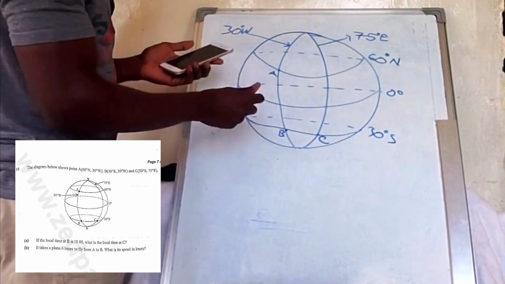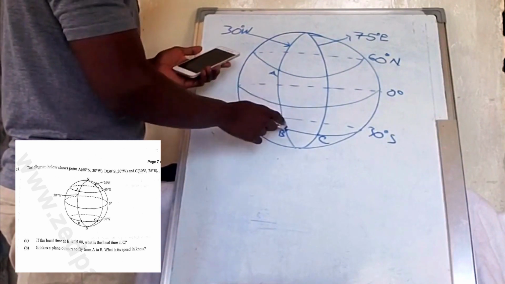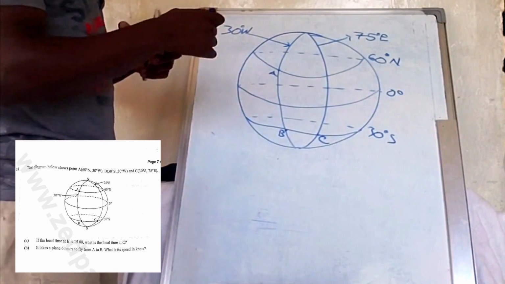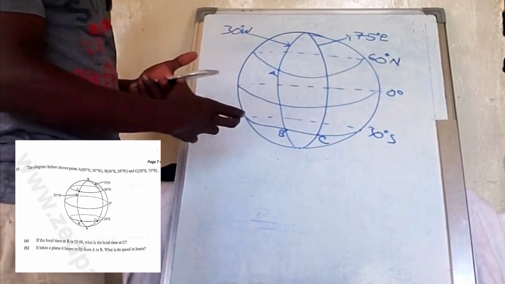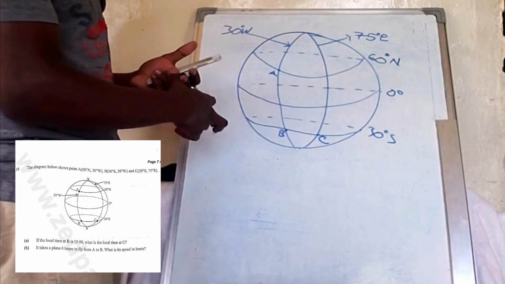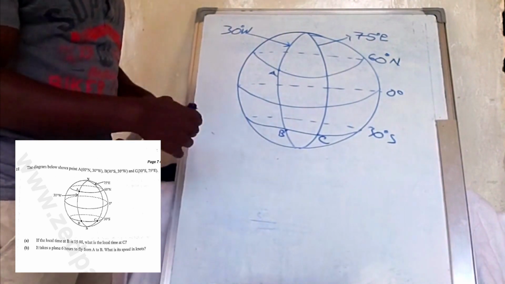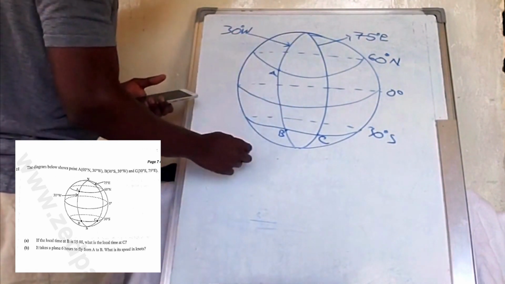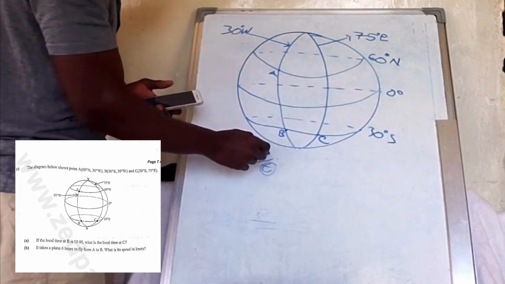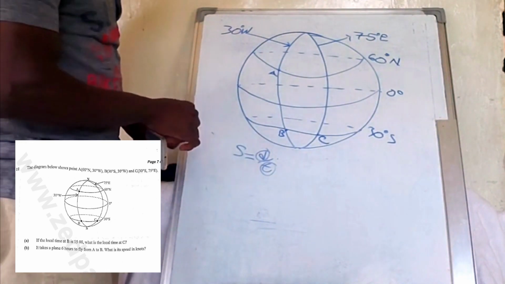Question 11b says it takes a plane 6 hours to fly from point A to point B. What is its speed in knots? So you know that the formula for speed is equal to distance over time. So we're given the time, but we do not have the distance. But we know that we can calculate the distance. So how do we find the distance?